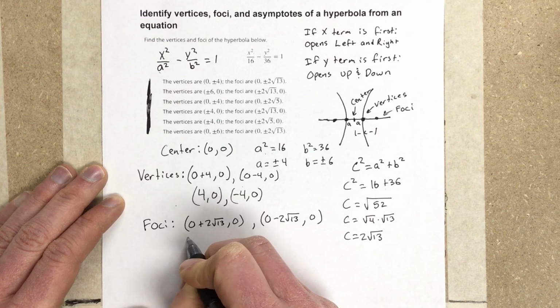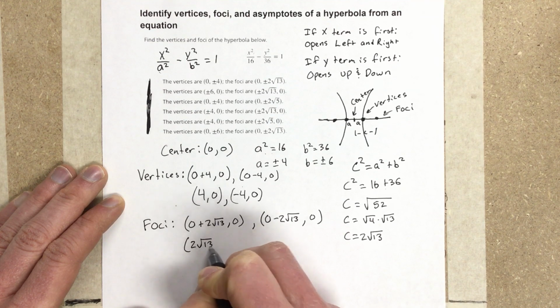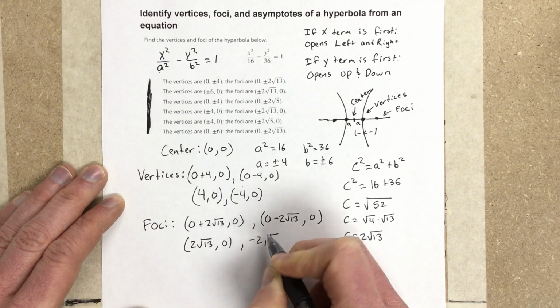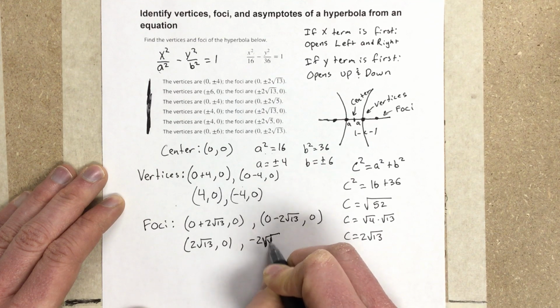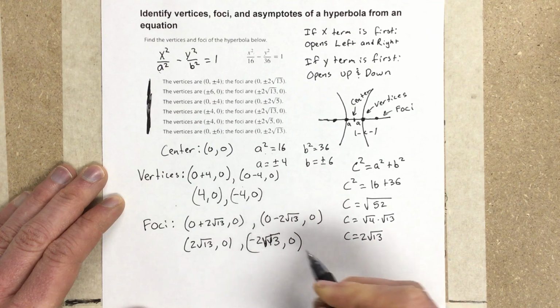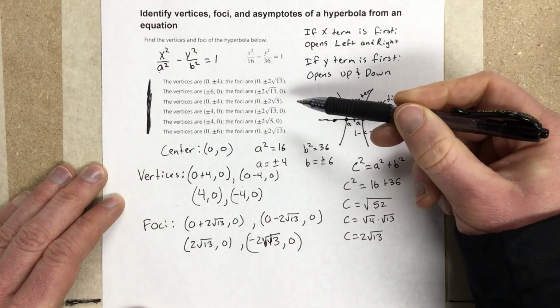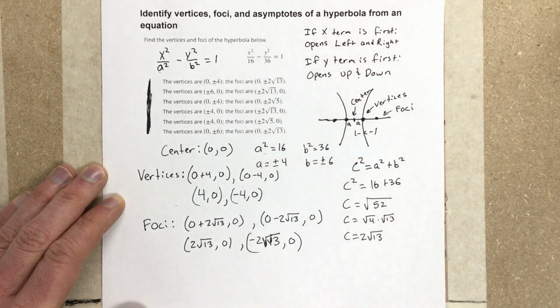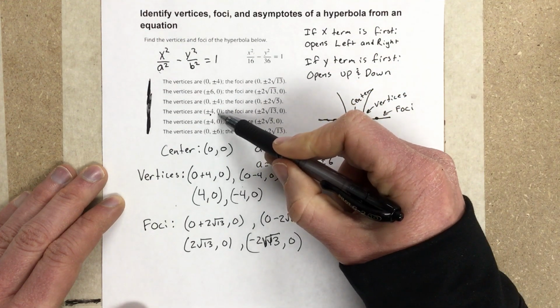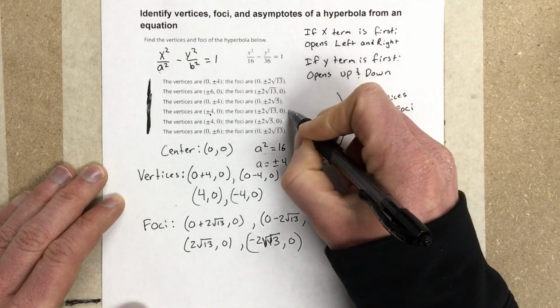So we end up with 2 root 13, comma 0, and negative 2 root 13, comma 0. So our solution here, if we're going to pick one of these, we would have the fourth slot down, plus or minus 4, comma 0, and plus or minus 2 root 13, comma 0, it'd be this one here.